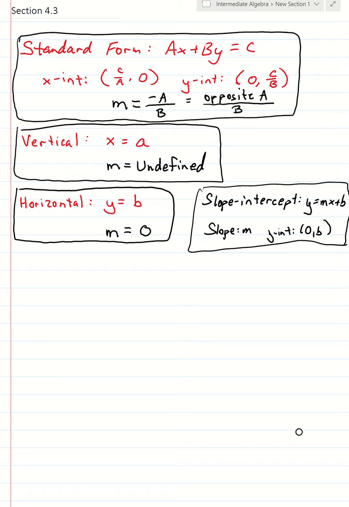And for our next section now, section 4.3, we're going to need all this information from our previous sections. We first started off in section 4.1 talking about standard form, ax plus by equals c. We talked about vertical and horizontal lines and what they look like in terms of their equations.